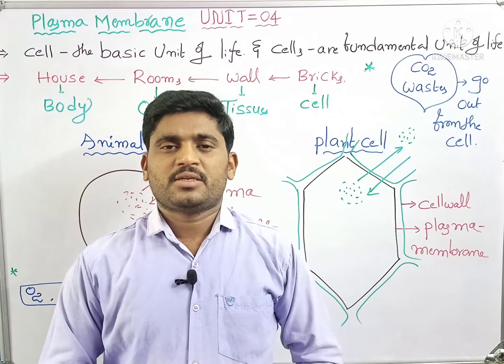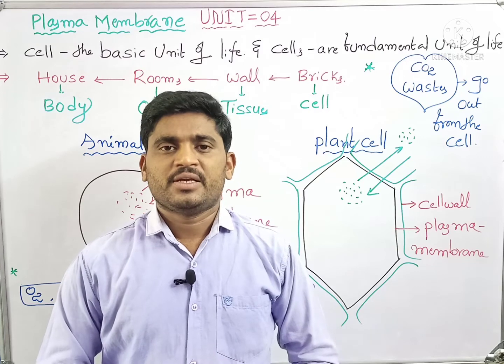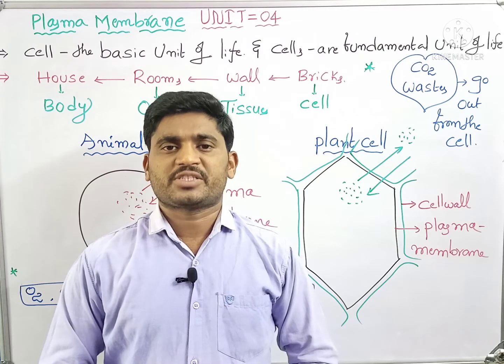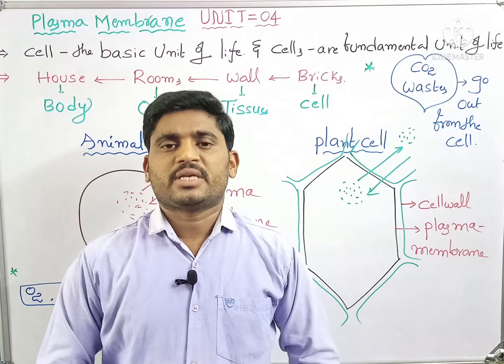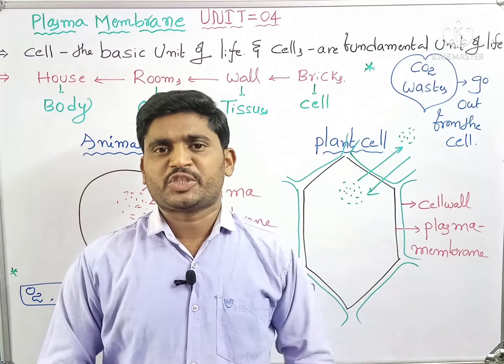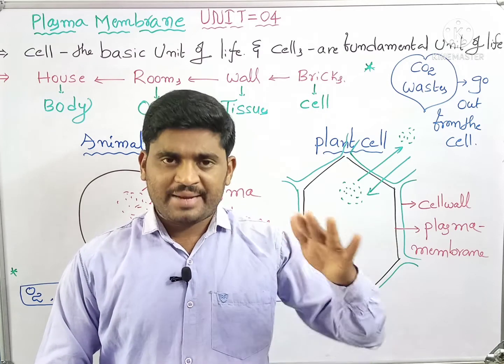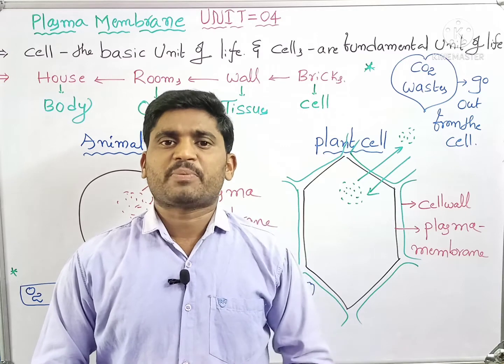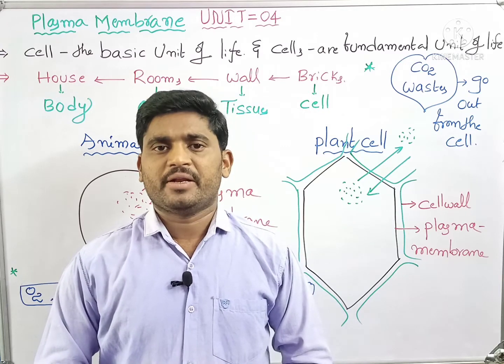In 9th class, the first chapter is cell, the structure and function of the unit of cell. The second chapter is plant tissue. The third chapter is animal tissue. Then the fourth chapter is about plasma membrane.